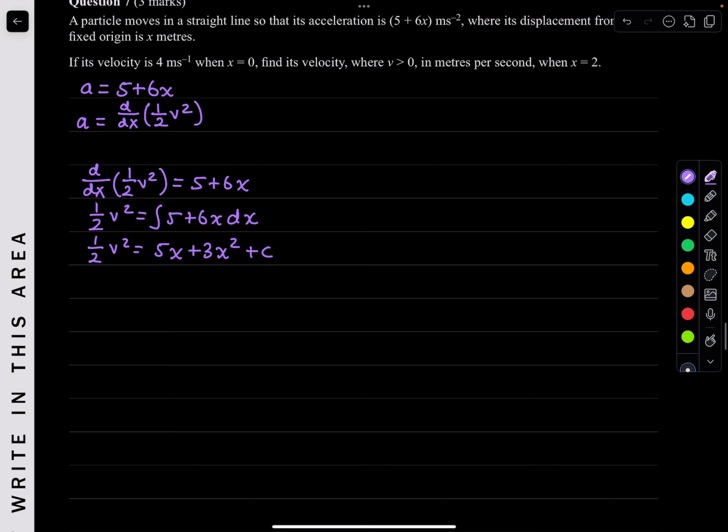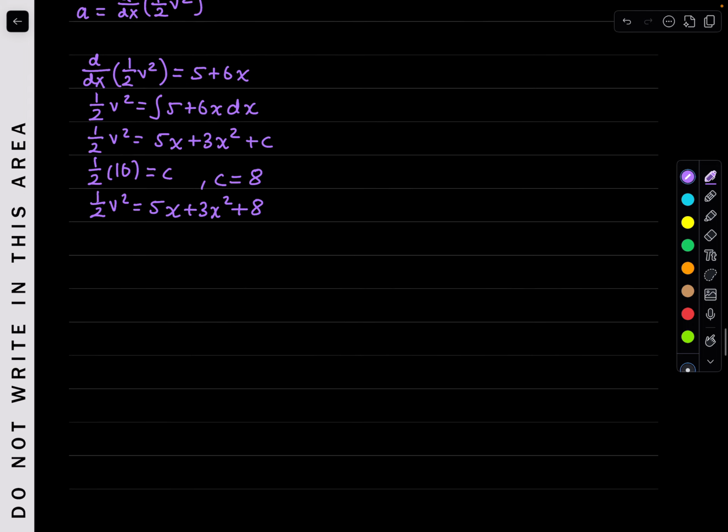Yes, perfect. Now, we want to find this c constant, which is quite easy because we know that when x equals 0, the velocity is 4. So we can sub that in. So 1/2 of 4 squared, which is 8, is equal, if you sub in 0 to the x, it's just going to be c. So your c value is 8. So let's sub that in back here. 5x plus 3x squared plus 8. Multiply both sides by 2 to get rid of that half. So basically, if I multiply everything by 2, it'll be 10x plus 6x squared plus 16.